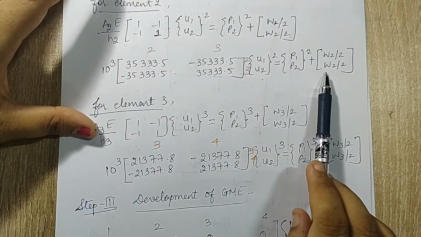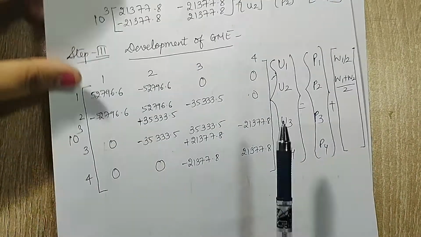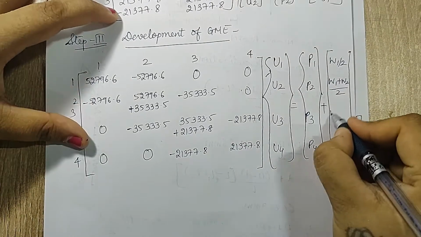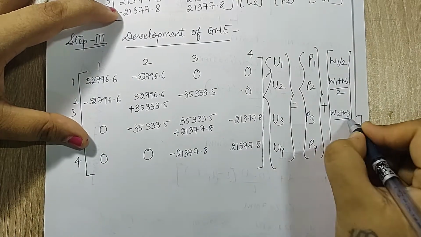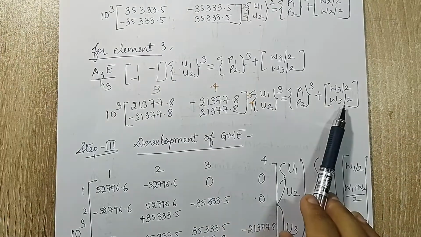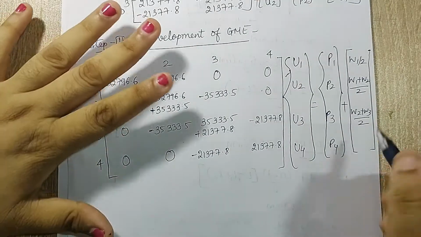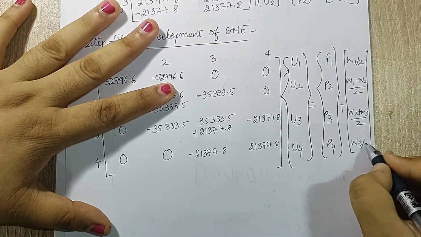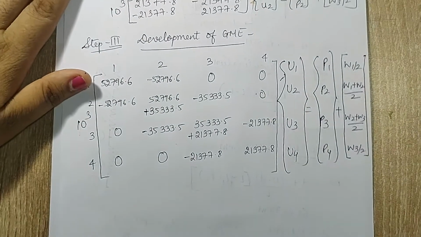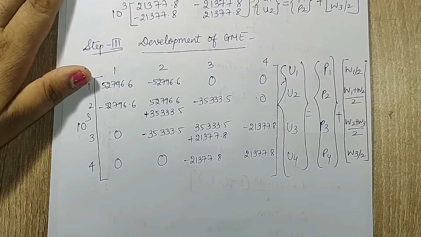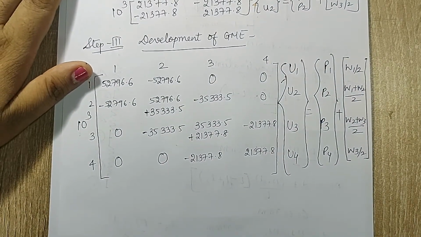At node 3 I will have W2 by 2 and W3 by 2. So here I'll write down W2 plus W3 by 2, and node 4 has only W3 by 2. So here I'll write down W3 by 2. So these are the values that I have got. Next I'll go for boundary conditions.